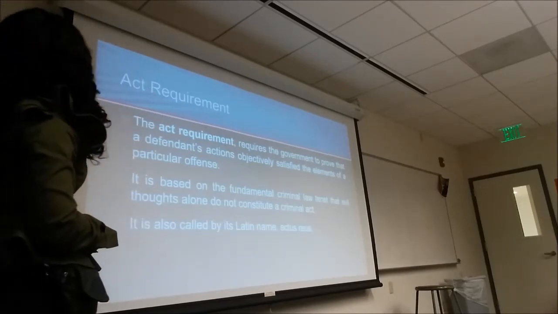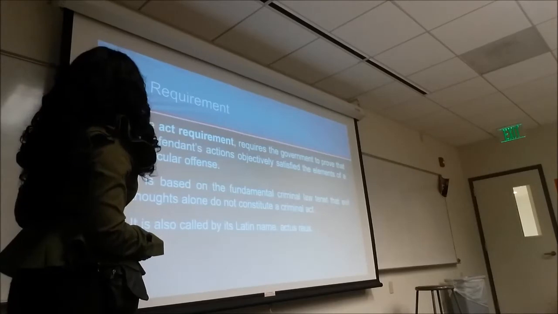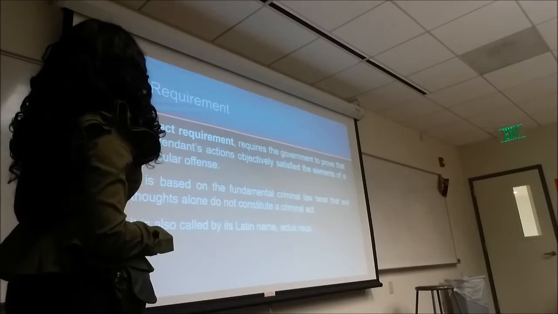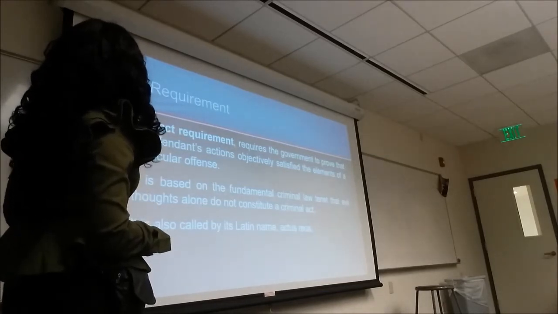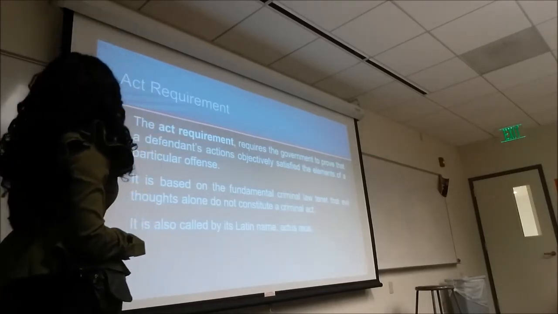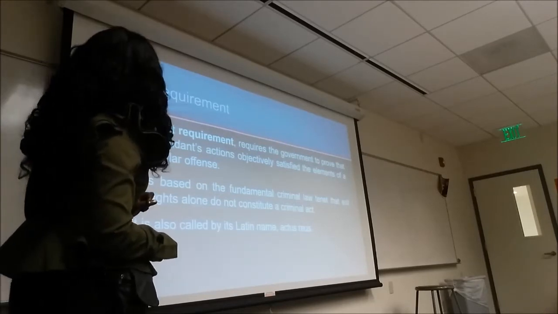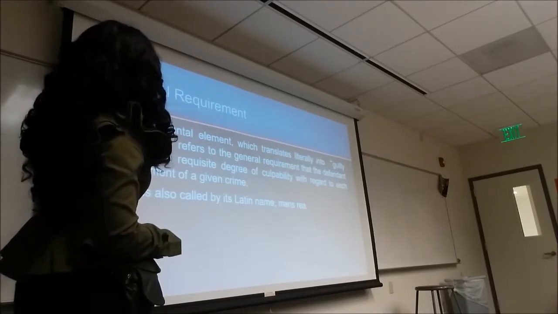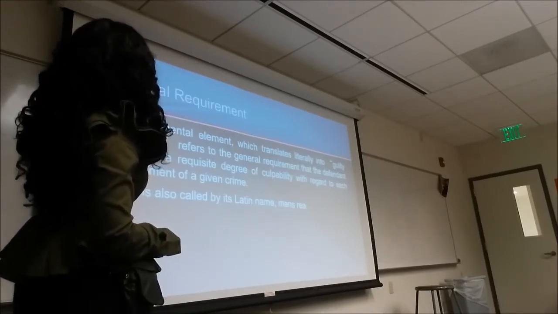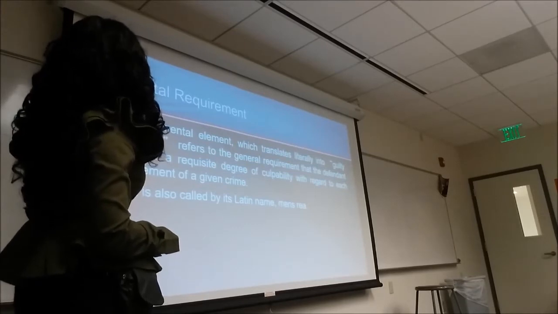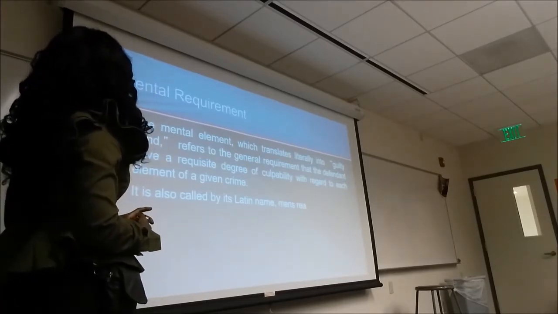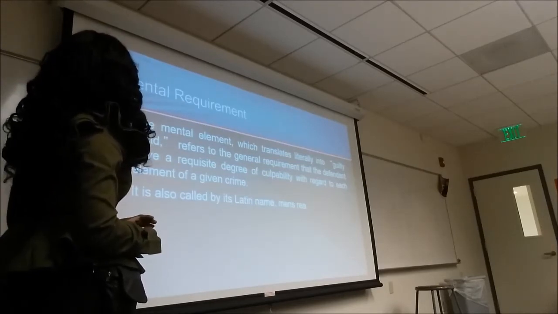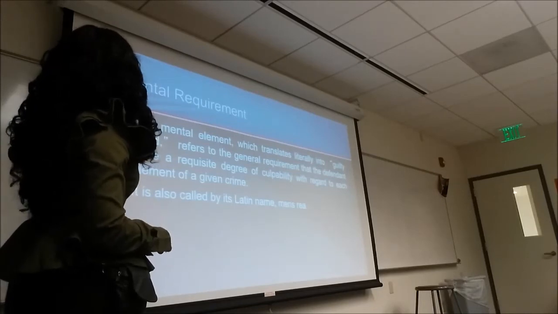And then we distinguish more on this actus reus. The act requirement requires the government to prove that the defendant's actions objectively satisfy the elements of that particular crime or offense. In other words, the actus reus. And then the mental element, which translates literally into the guilty mind, refers to the general requirement that the defendant have a requisite degree of culpability with regard to each element of that crime, also called the mens rea. We talked about this before.